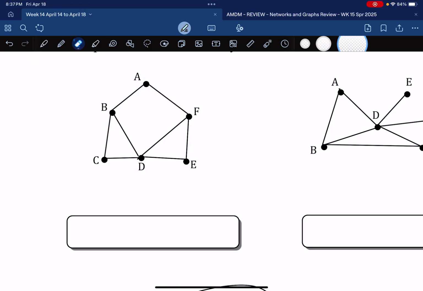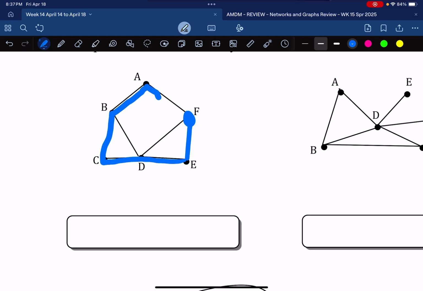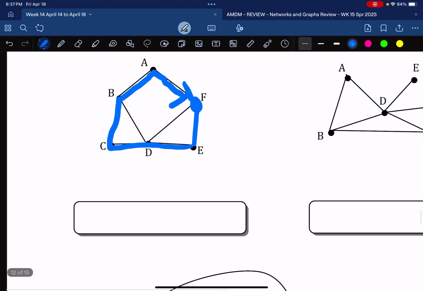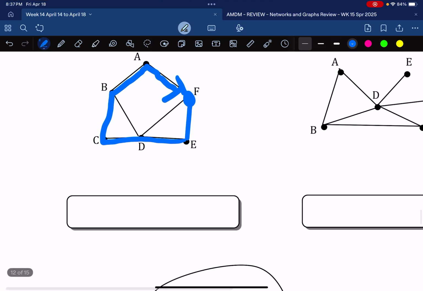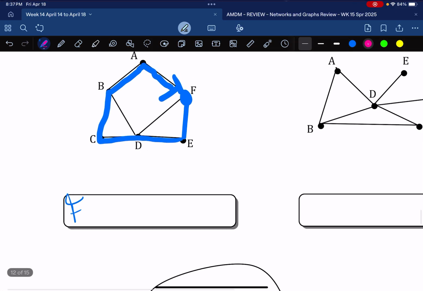Now, did I have to start at A? No. Let's start at F. And then I'm going to go to E, D, C, B, A, then back to F. We will just need to write out what we did. So F, then I went to E, D, C, B, A, and ended back at F.